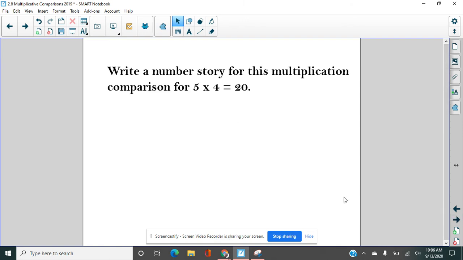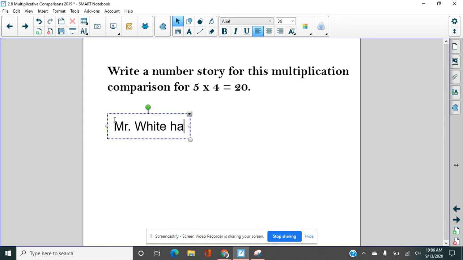All right, and then the last type of thing that we're going to need to know how to do is to write our own multiplicative comparison. So we're going to start with Mr. White. Mr. White has 5 whats? What do you want me to have 5 of? All right, well, I couldn't quite hear you, but my mind's on dogs. I'm going to put dogs. Maybe you put dogs too. Mr. White has 5 dogs.